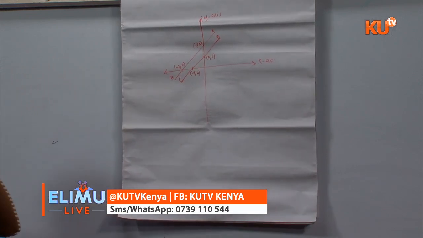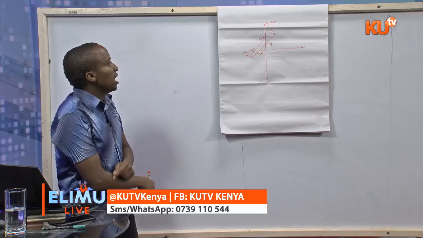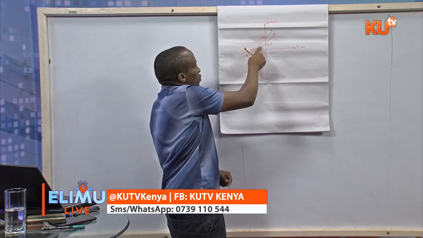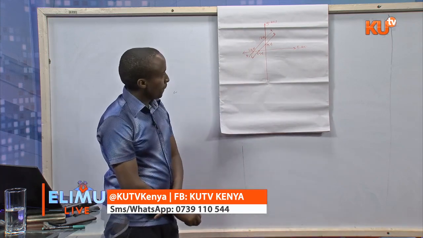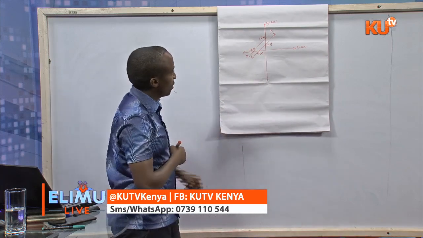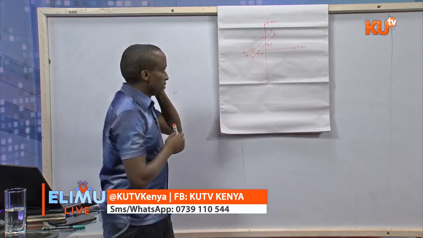We want to find, given that the two lines are parallel, how can we find the gradient? What is the relation between the gradients of two lines that are parallel to each other? We want to have that concept in mind. So we want to find the equation of this line, and have that concept.